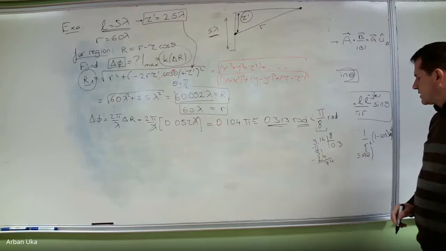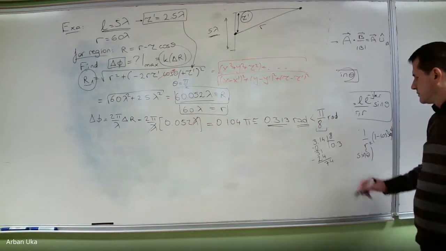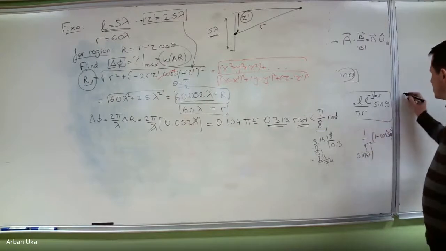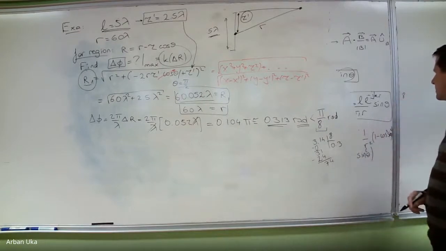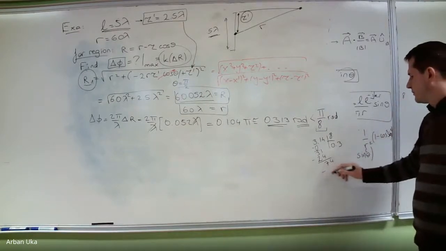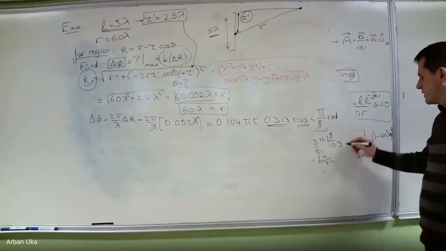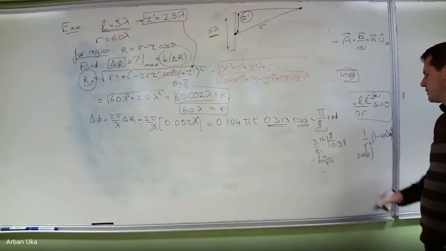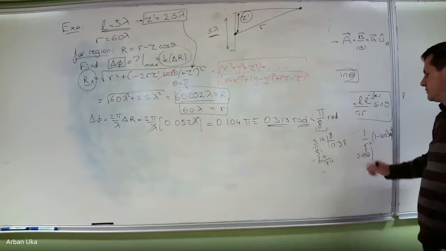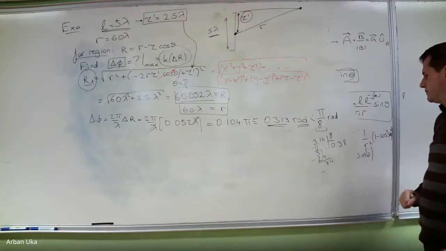What is 8 times 9? Professor, I got 0.392.